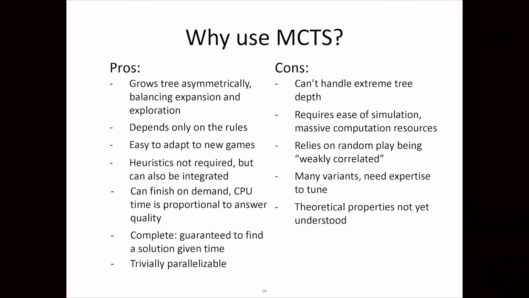It relies on this tenuous assumption of random play being weakly correlated with the quality of our game state. And this is one of the first assumptions that's going to be thrown out the window for a lot of the more advanced MCTS approaches, which are going to have more intelligent playouts, but those are going to lose some of the generality that we had before.